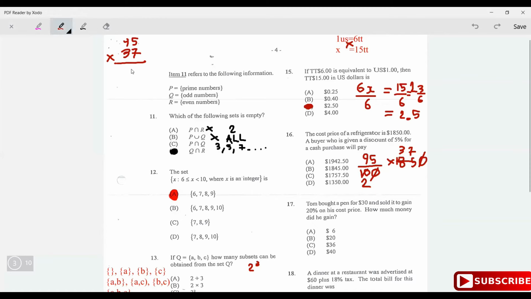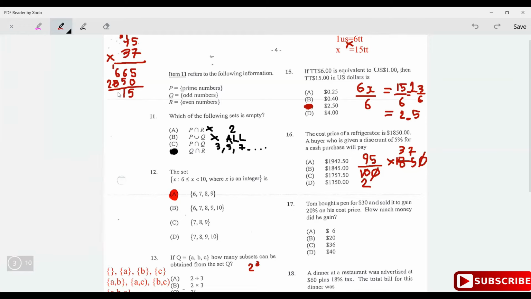7 5s are 35. Bring up the 3. 9 times 7 is 63, plus 3 is 66. Good. Put a 0. 3 times 5 is 15. Put a 5 and carry up the 1. 3 times 9 is 27 and 1 is 28. Now I'm good. So what we're getting is 5, 11, carry up 1.